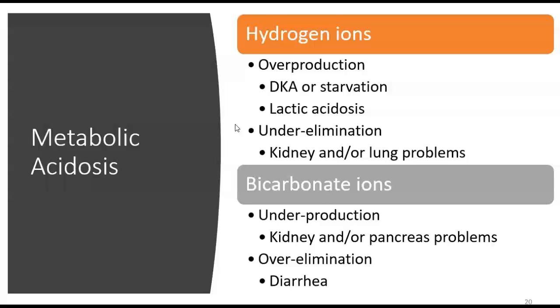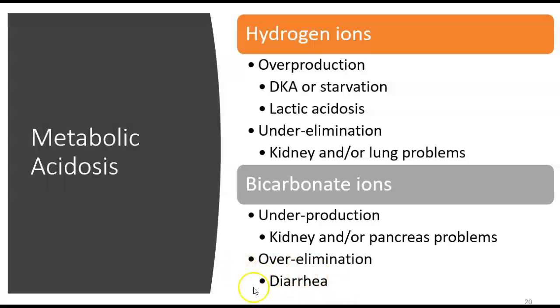Under-elimination of hydrogen ions can be caused by kidney failure or lung problems. Underproduction of bicarb can also be caused by kidney failure, as well as pancreatitis, liver failure, and dehydration. And finally, over-elimination of bicarb, such as with diarrhea, can lead to an increase of hydrogen ions.